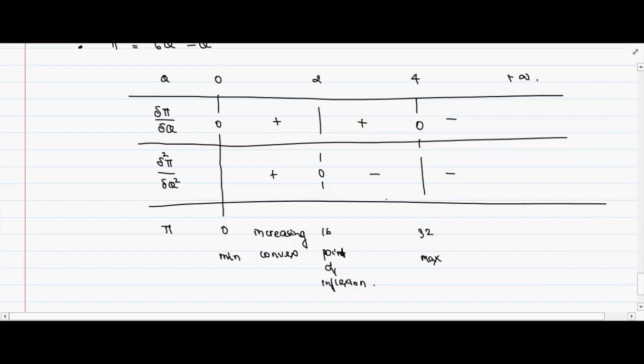For any quantity from 2 to 4, the function is increasing because the first derivative is positive. However, the second derivative is negative, meaning the function is concave. And for anything above quantity of 4, the function is decreasing because the first derivative is negative, and the function is concave because the second derivative is negative.